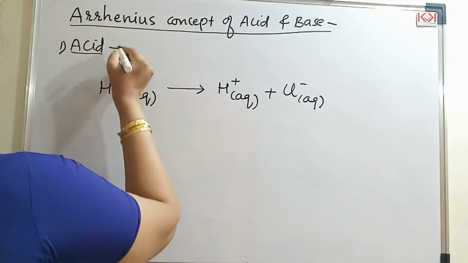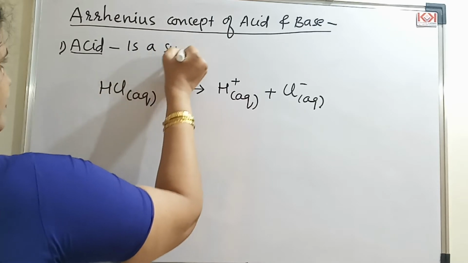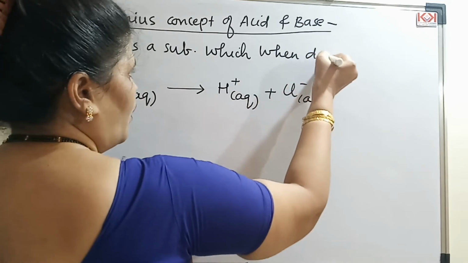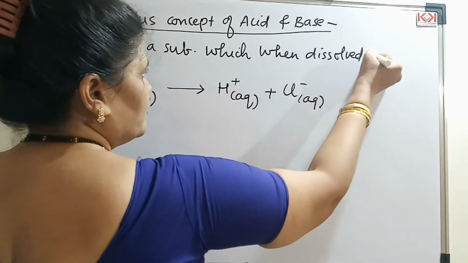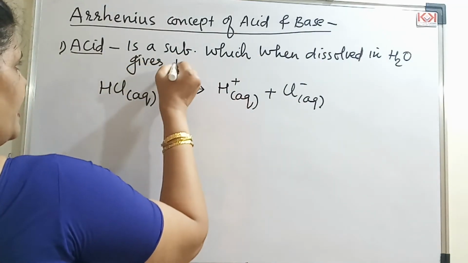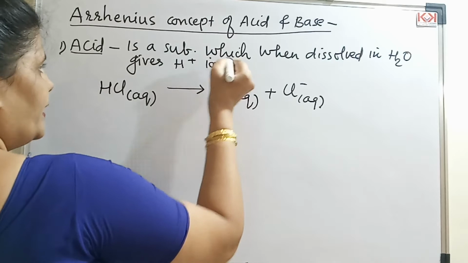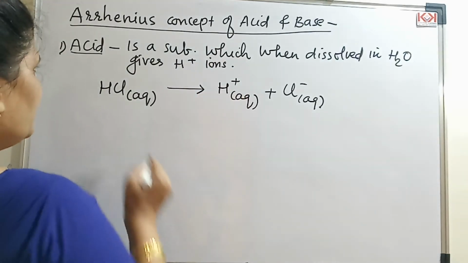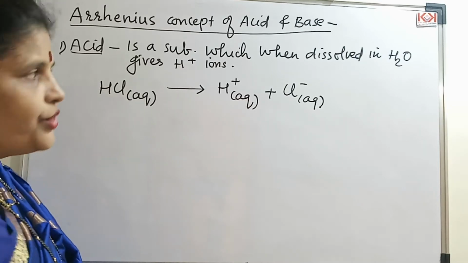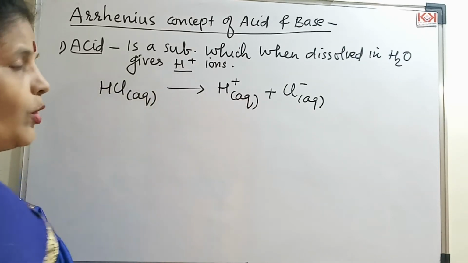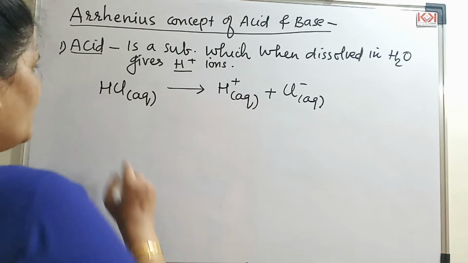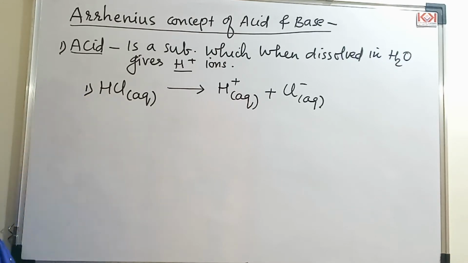According to Arrhenius, acid is a substance which when dissolved in water gives H plus ions. What can be the other way to give the definition? According to Arrhenius, acid is a substance whose water solution gives H plus ions. Both mean the same, that in both the cases the substance has to release H plus ions. So according to Arrhenius, HCl is an acid.